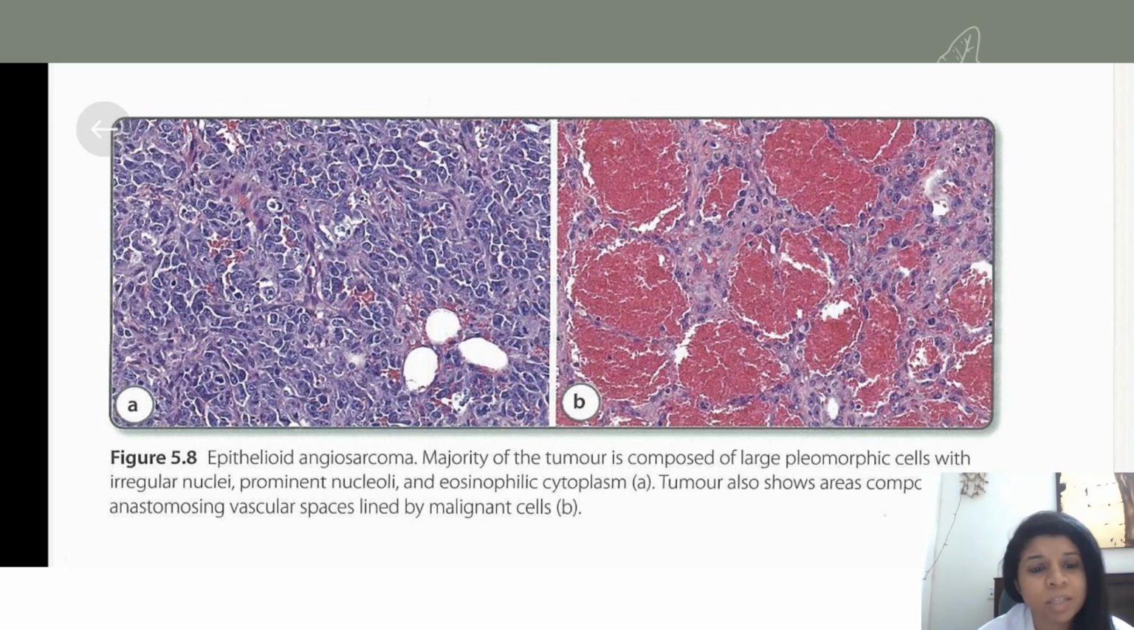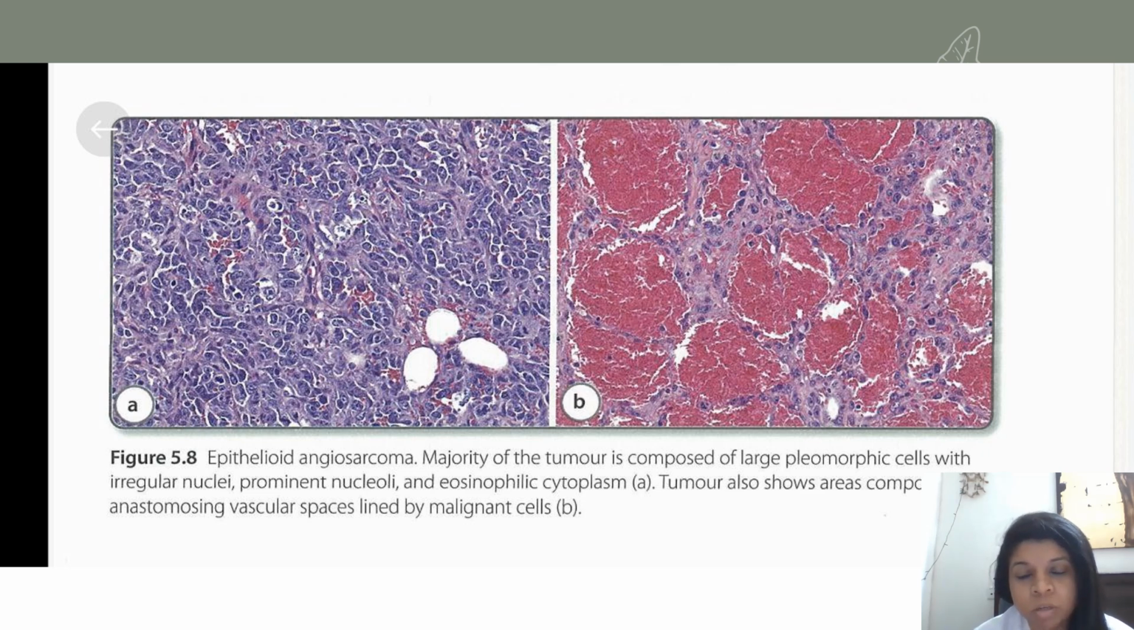As you can see, it has very high-grade morphology, very lethal and malignant, and it shows scant eosinophilic cytoplasm with a very large nucleus having an irregular nuclear membrane, and it can be hyperchromatic or vesicular with prominent nucleoli and high mitosis. One characteristic feature is that they show a vasoformative appearance, that is, they show anastomosing vascular spaces.